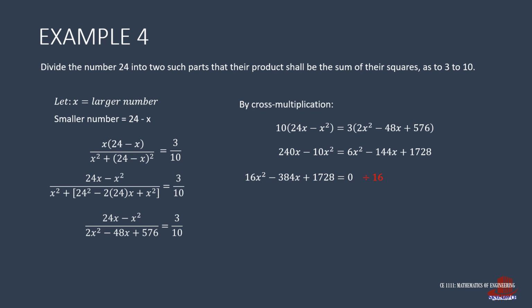Divide everything by 16 and get x squared minus 24x plus 108 as 0. By factoring, the equation is then grouped as x minus 6 and x minus 18, where x sub 1 is taken as 6 and x sub 2 becomes 18. As both numbers should add to 24, we can easily identify that x as 18 is the larger number. The smaller number is then solved as 24 minus 18, which is 6.